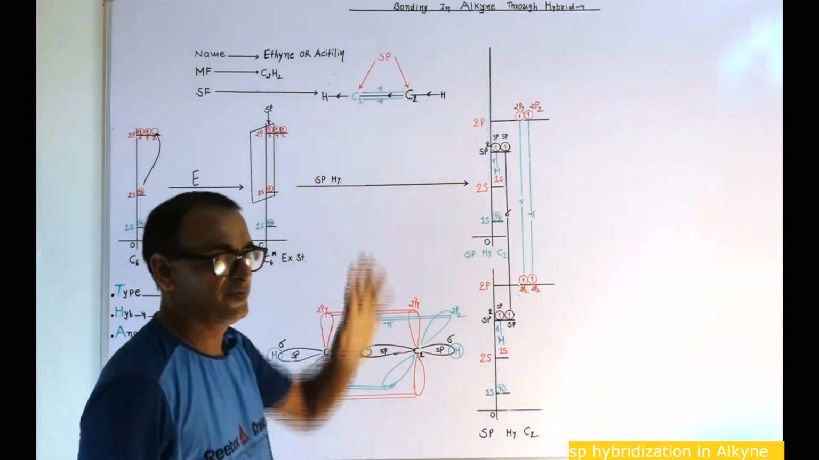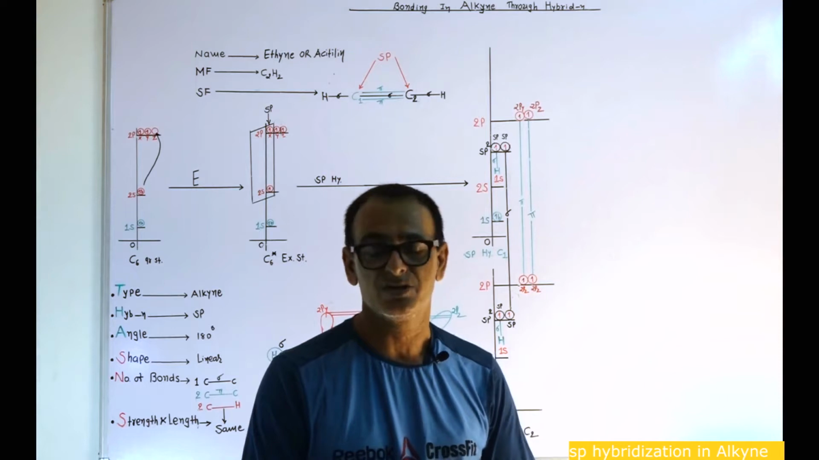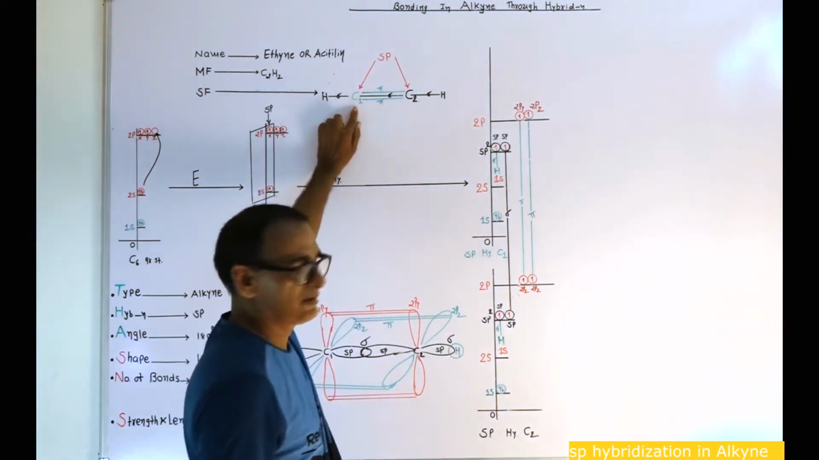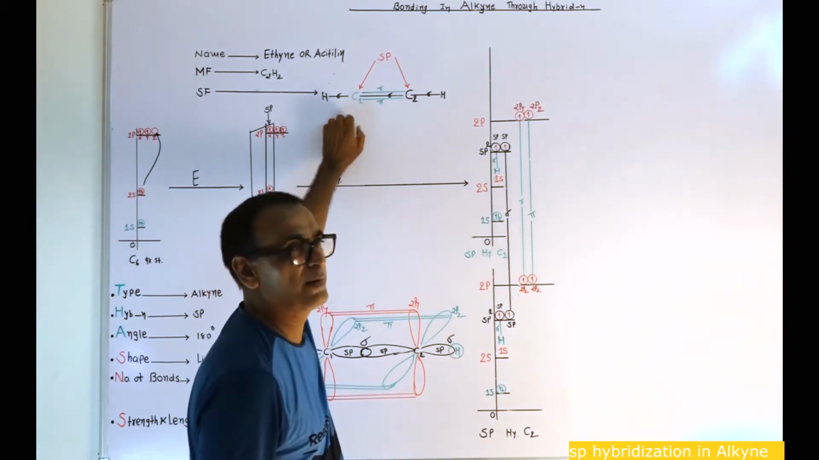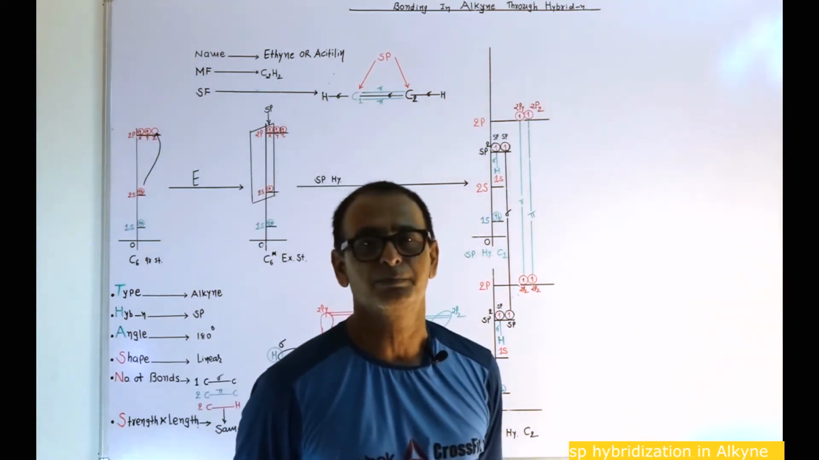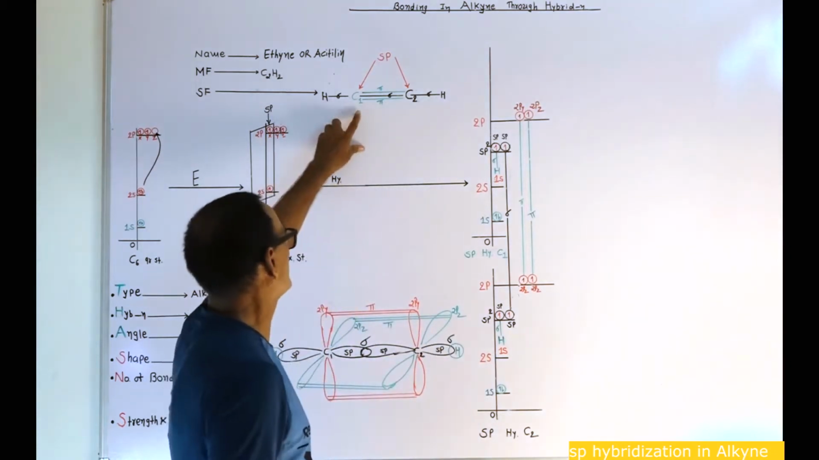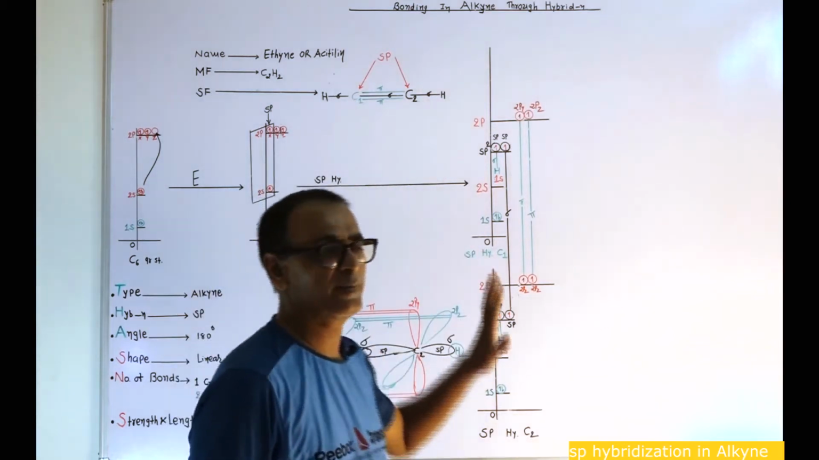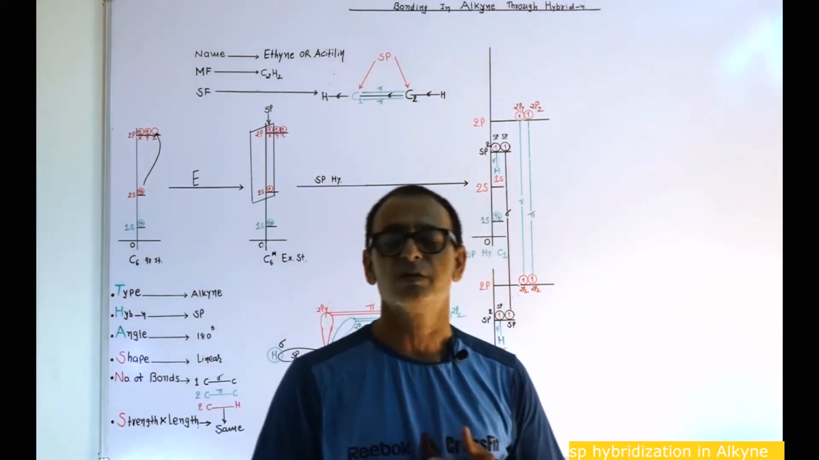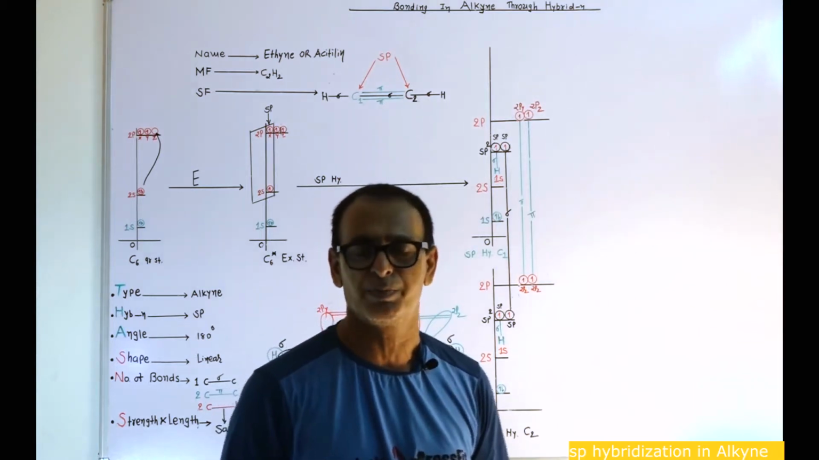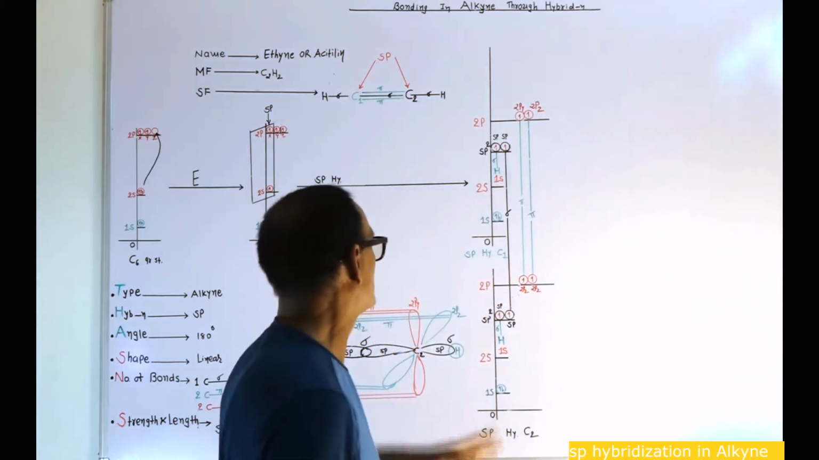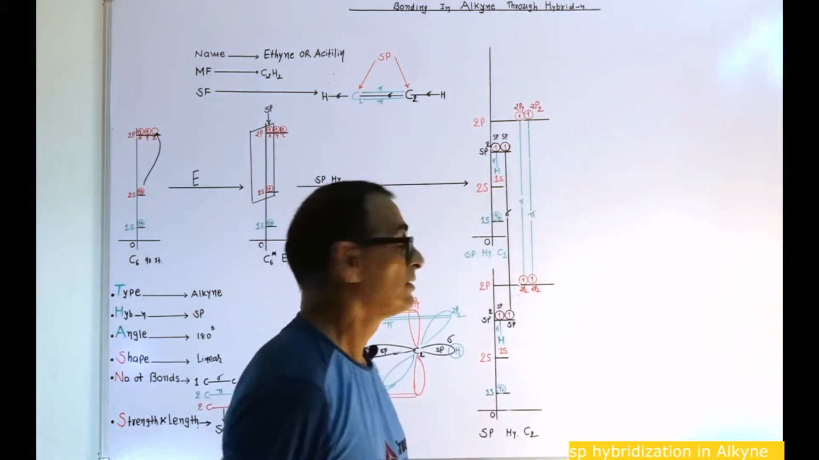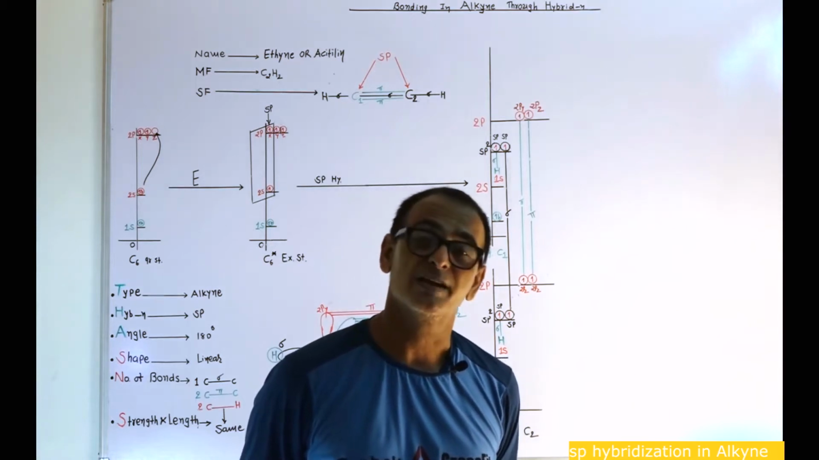Now you see, if you want to determine the type of hybridization in carbon, take C1 and calculate the total number of sigma bonds around the carbon atom. In the case of C1, 1 plus 1, 2. This carbon is surrounded by 2 sigma bonds, that's why C1 में hybridization sp होगा. Similarly, C2 is also surrounded by 2 sigma bonds. तो C2 में भी hybridization sp ही होगा.